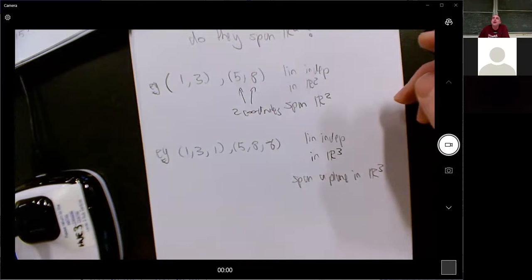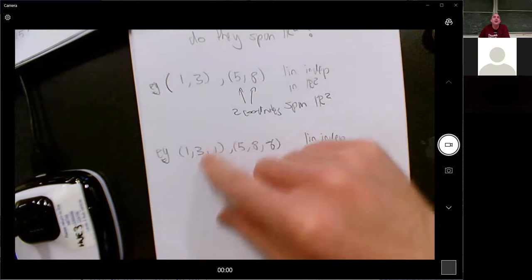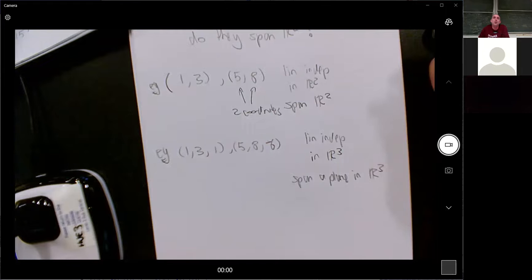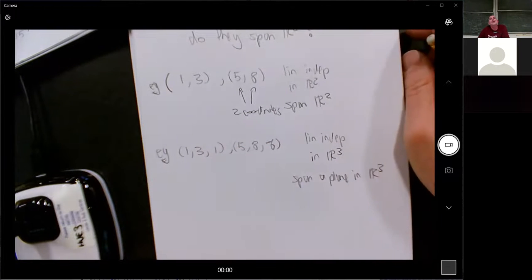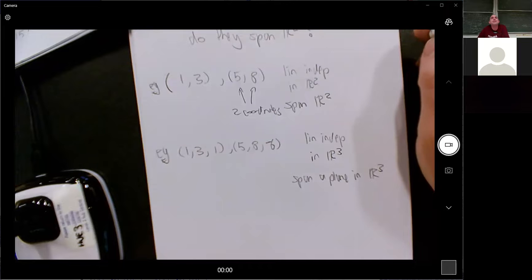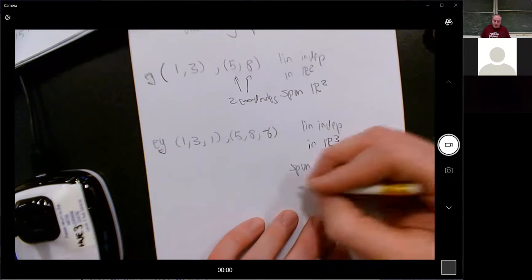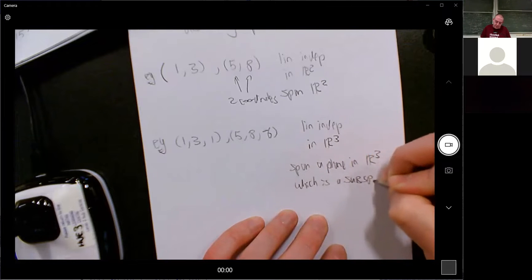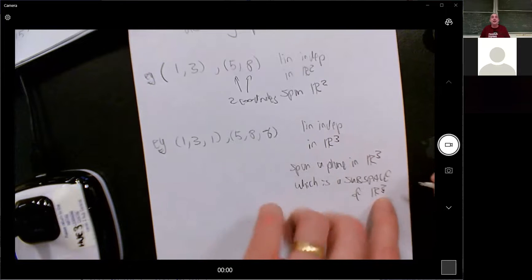Yeah, and so it's a grammar thing. What you want to say is that they span something that's the shape of R2, but you can't say that they span R2 because R2 is made of things with 2 coordinates and these things have 3 coordinates, and so they're not in R2. Yes, the subspace, which is a subspace of R3.